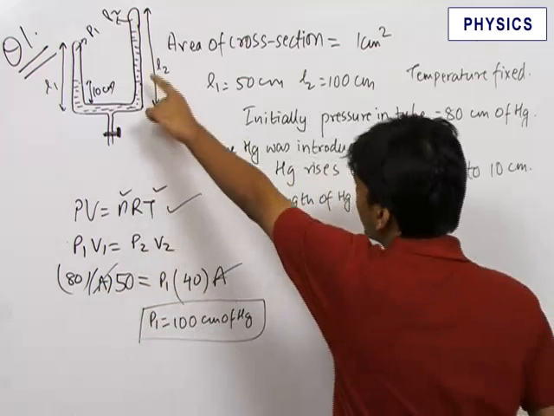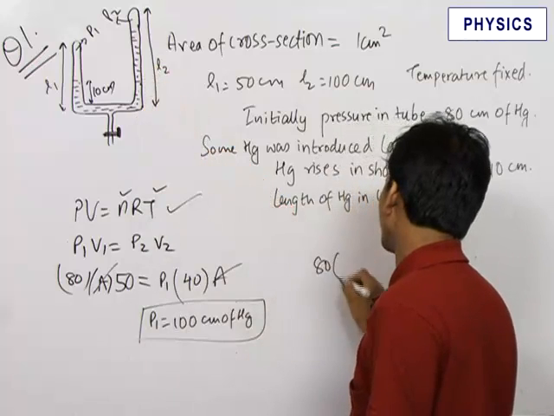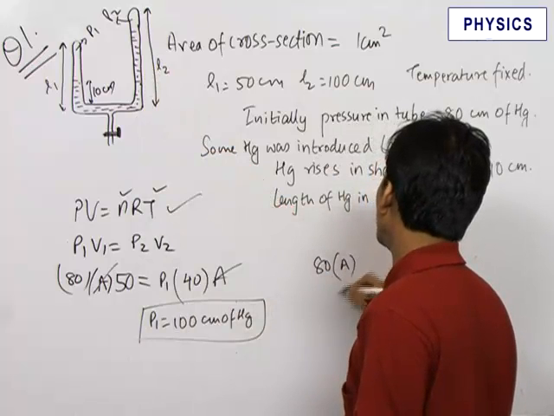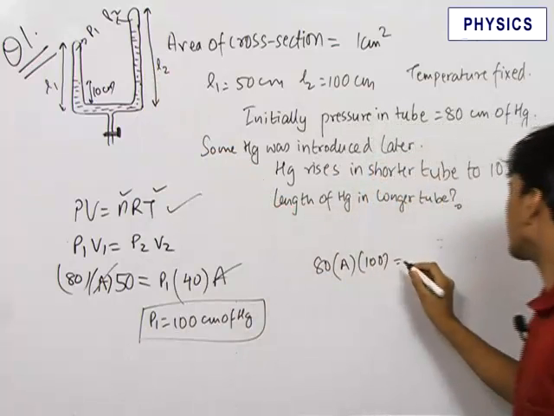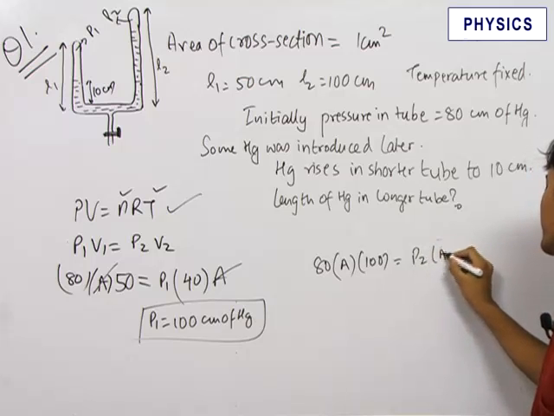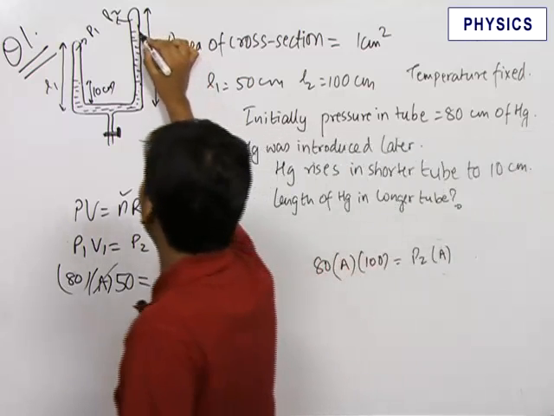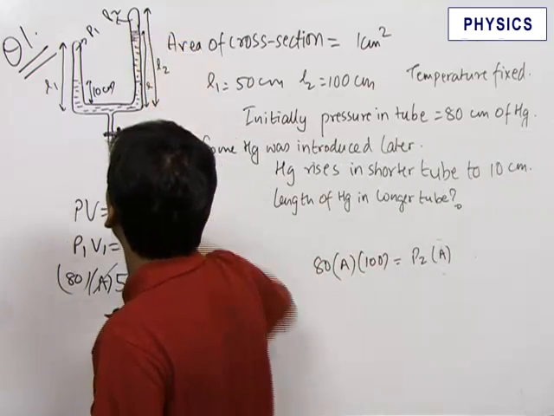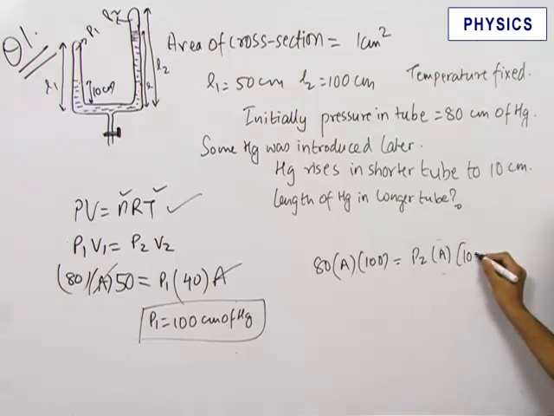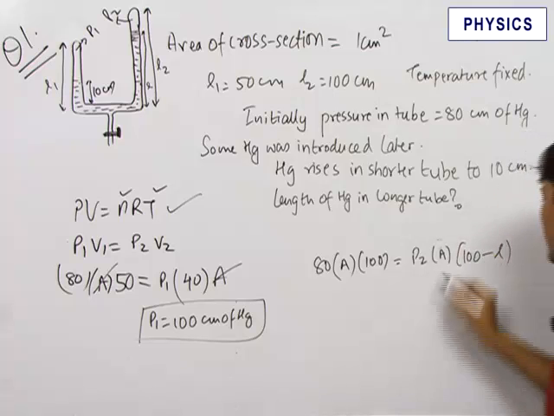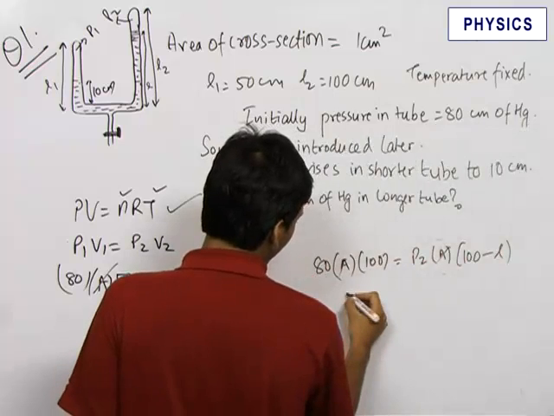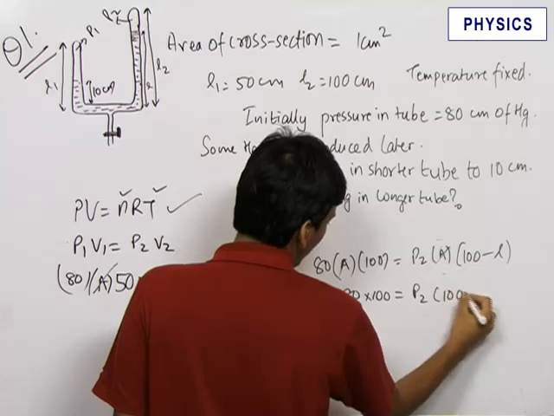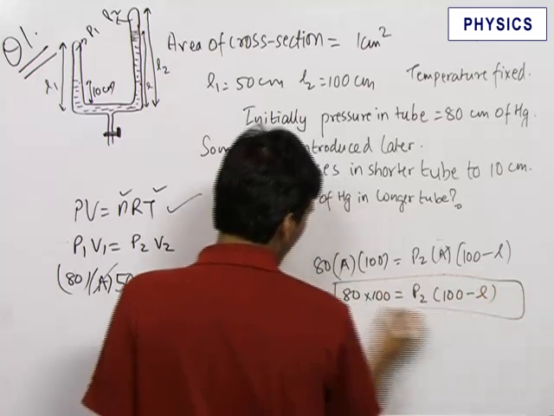Now by applying the similar equation on the second part, we get 80, the initial pressure, into V1. V1 was equal to A into L2, where L2 was equal to 100. This is equal to P2 into A into the length L, that is the height to which this has risen. Therefore the second part is 100 minus L. A gets cancelled, so we get 80 into 100 equal to P2 into (100 minus L). This is another equation that we get.